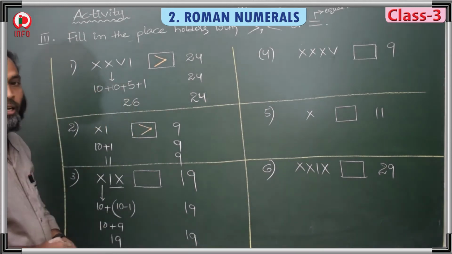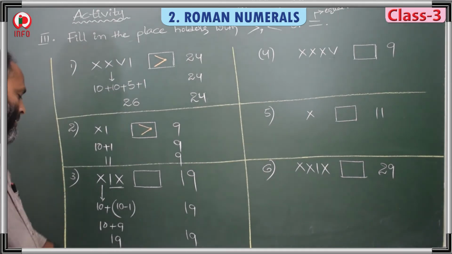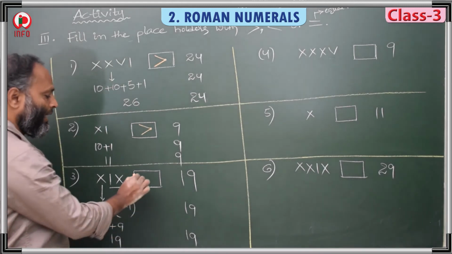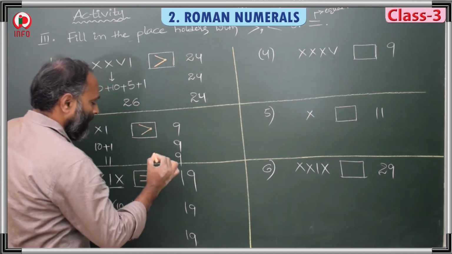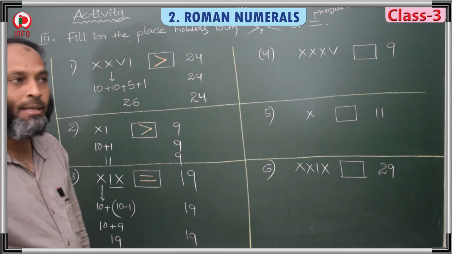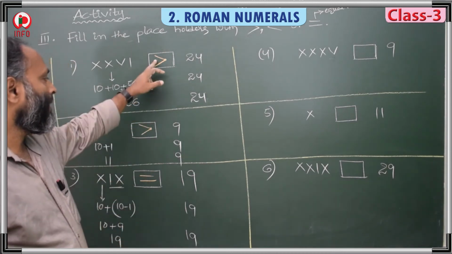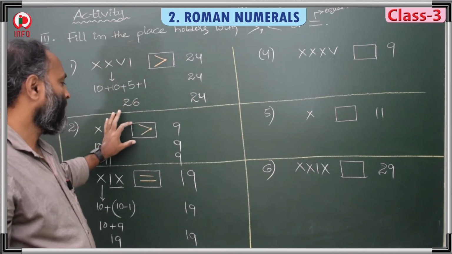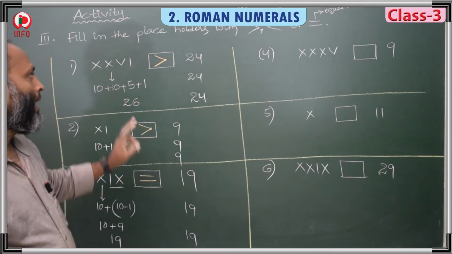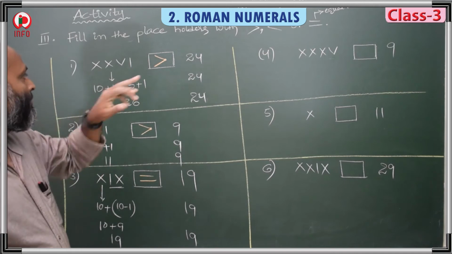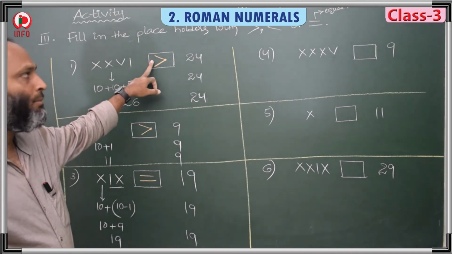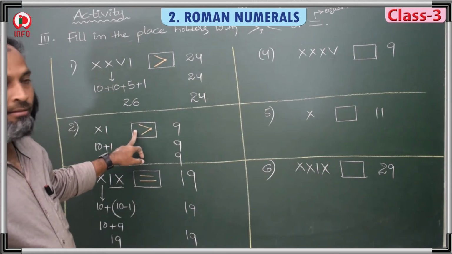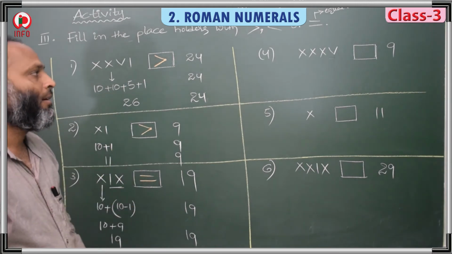Both are 19, both are equal. Here it shows 19, here also 19. So the equal to symbol. So this is bigger than, this is bigger than, this is bigger than. Bigger than means the greater than symbol, and equal to symbol. What did we place in the holders? In the first, the greater than symbol; in the second, greater than again; and equal to in the third.